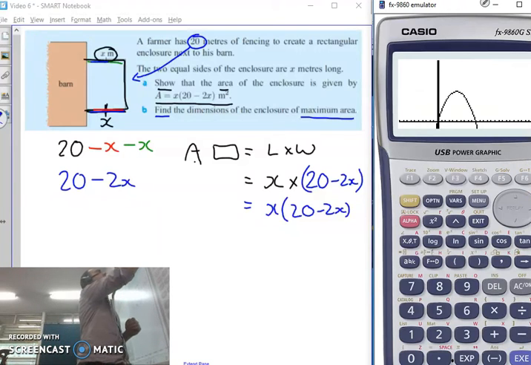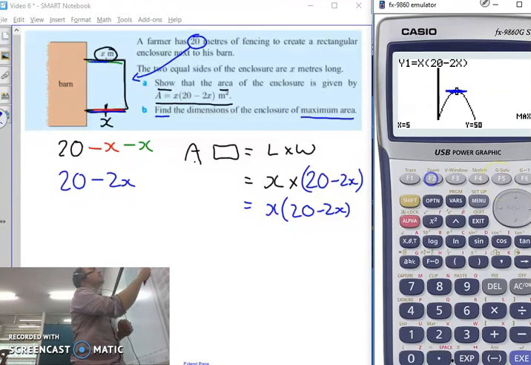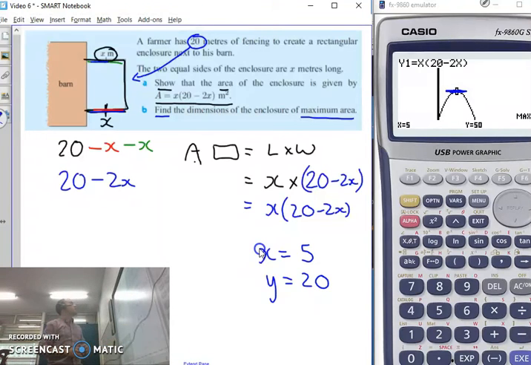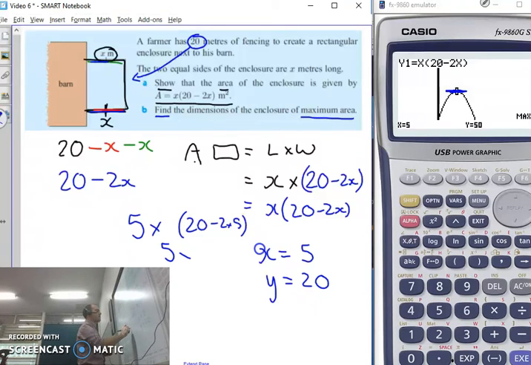How do I find the maximum amount, which is the top up here? Well, all I need to do is click F5 for G-Solve and find the maximum. And here it is, X is equal to 5 and Y is equal to 20. So find the dimensions of the enclosure. Well, it would be 5 multiplied by 20 minus 2 by 5. So it's going to be a 5 by 10 meter enclosure, and that would give you the maximum.